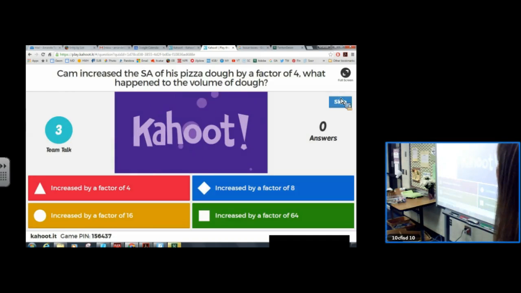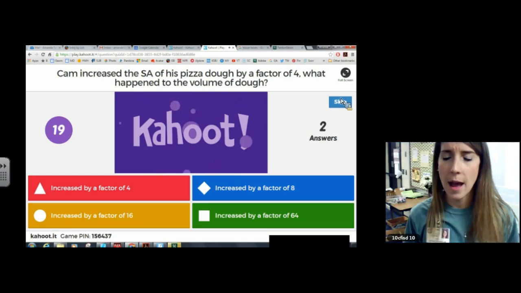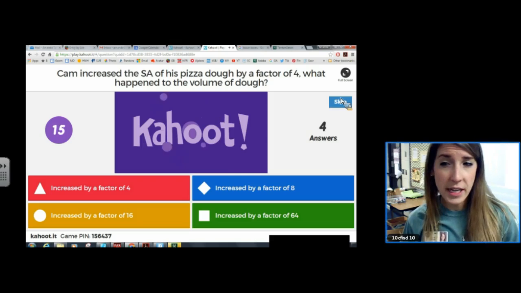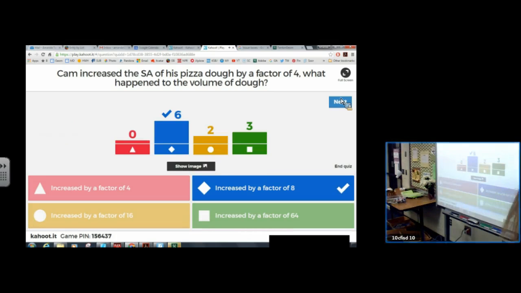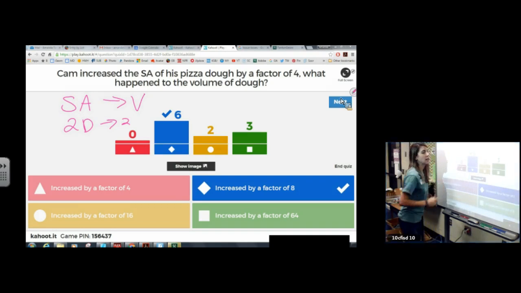Cam increased the surface area of his pizza dough by a factor of 4. What happened to the volume of the dough? Increased the surface area by 4. What happened to the volume? 6 of you. All right, so we're going from surface area to volume. We are trying to go from 2D to 3D.